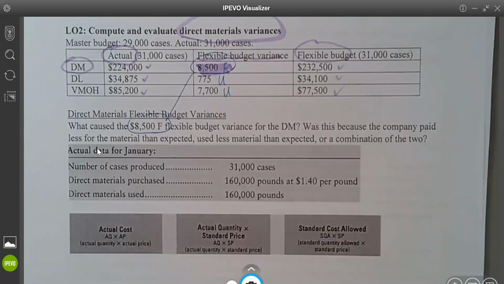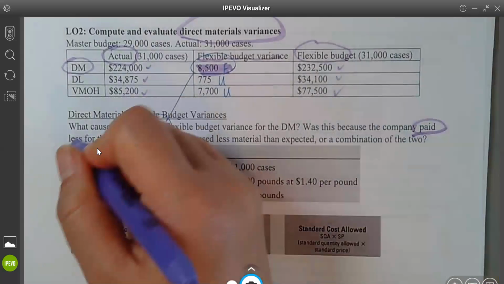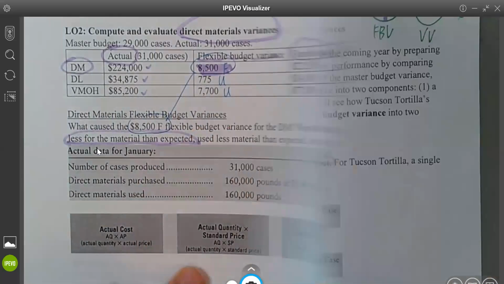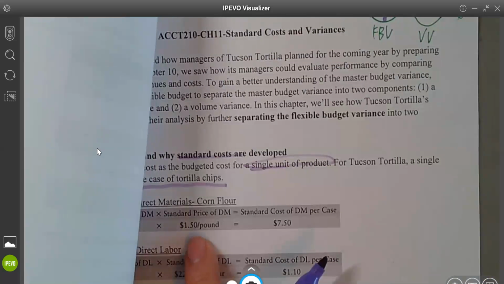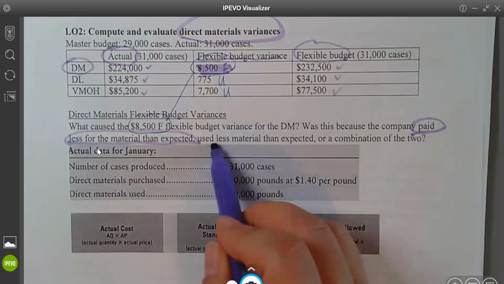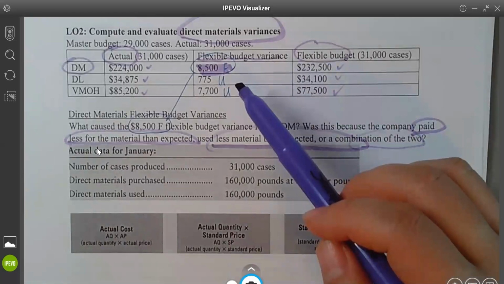Why? 2 main reasons. Very good point, your textbook. Because you paid less for the material. Because you thought you would pay $1.5, maybe you paid less. You paid 1.3, right? Or we used less material. You thought you would use a certain number of pounds, but you actually only used fewer pounds. All because of the 2 reasons. So our goal is we break down this big number into 2 parts.